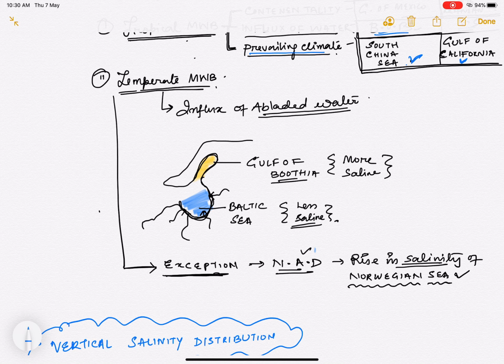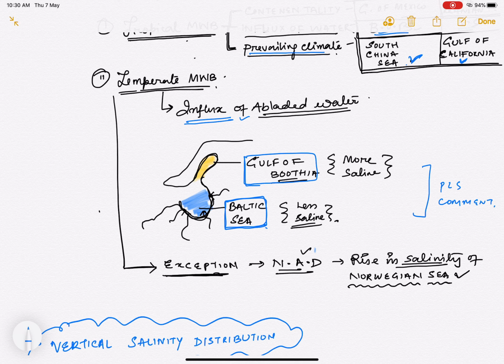Next, temperate marginal water body. Within this temperate marginal water body, the influx of ablated water remains one of the major reasons for determining the salinity. Now over here you can see Europe, the Gulf of Bothnia and the Baltic Sea. I hope you know where the Gulf of Bothnia and the Baltic Sea are. If you know that, then please comment in the comment section.